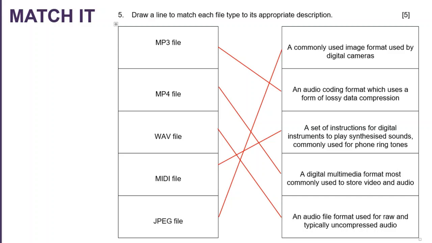And draw a line to match each file. Here we've done the code for you, so MP3 file, an audio coding format which uses a form of lossy data compression. MP4, a digital multimedia format most commonly used to store video and audio. A WAV file, an audio file format used for raw and typically uncompressed audio. MIDI, a set of instructions for digital instruments to play synthesized sounds. JPEG file is a commonly used image format used by digital cameras.